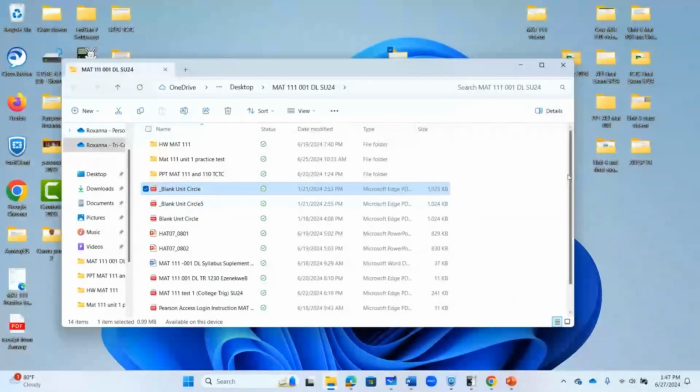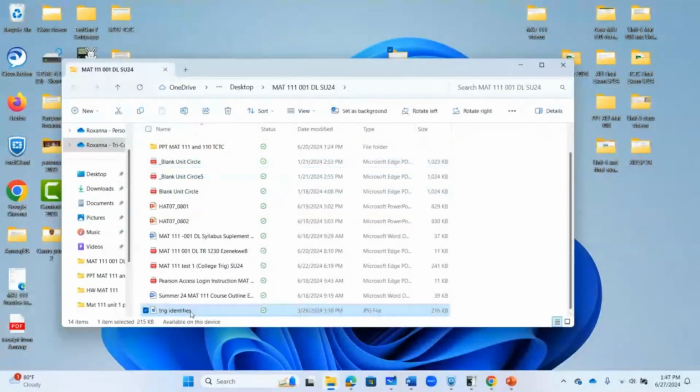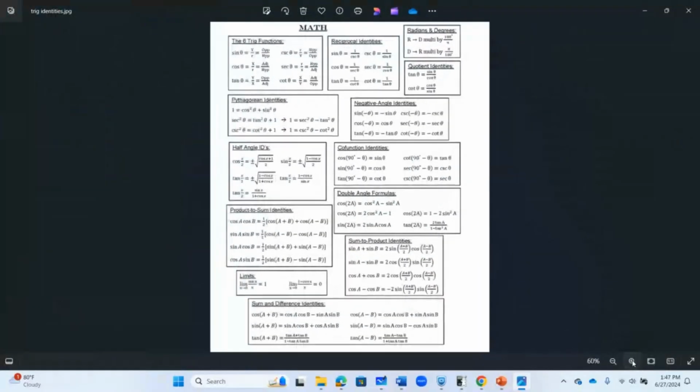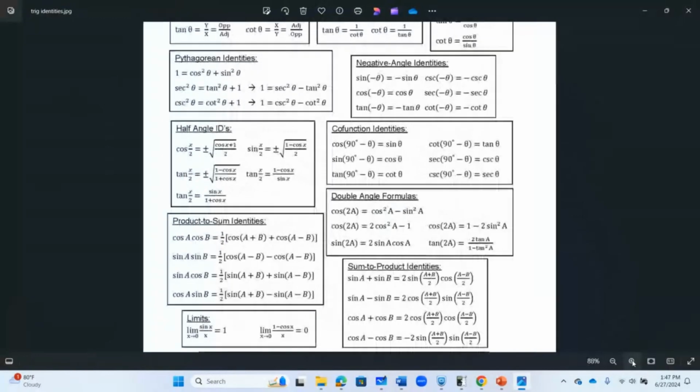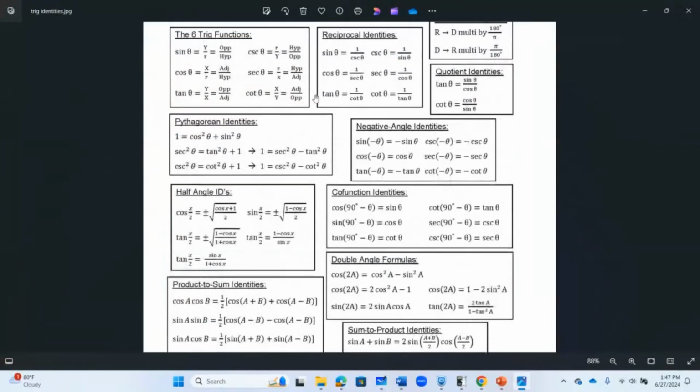So let's go to trig identities. I put it in, okay. And then I want to make it big, and I want to show you what we have already talked about. We have talked about all of this. We have talked about the quotient identities, cotangent and tangent. We have talked about sine and cosine and their relationship with symmetry. And we talked about the cofunctions identity. I'm going to quickly talk about negative angles.